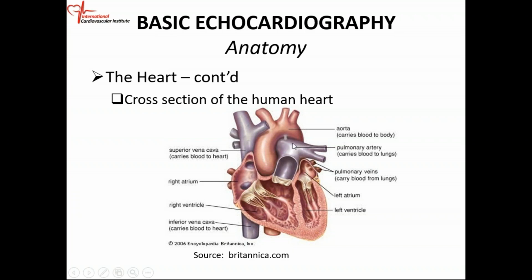So the blood leaving the lungs is going to be rich in oxygen, and it is going to flow via the pulmonary veins into the left atrium. There are 4 pulmonary veins. You have 2 on the left side and 2 on the right side, an upper and a lower, entering into the left atrium.